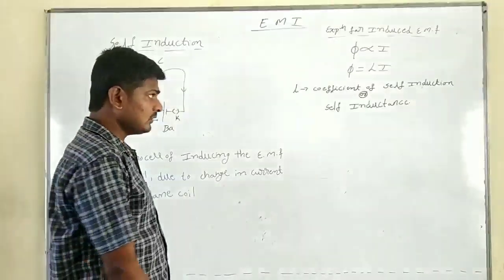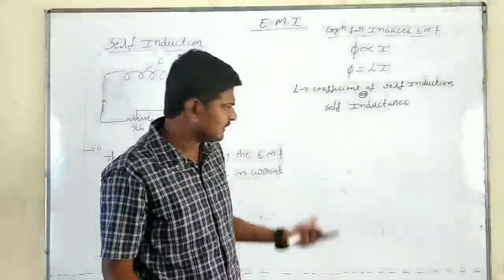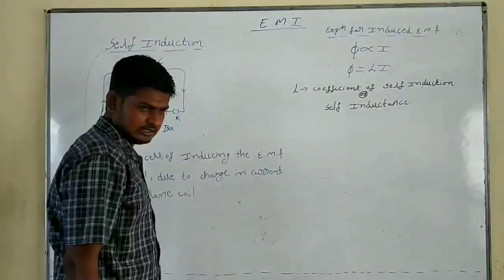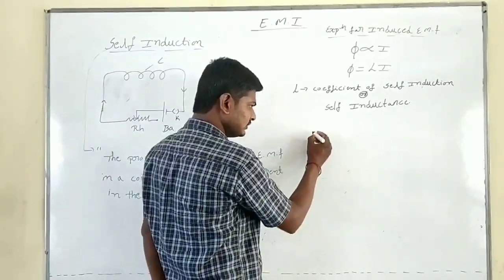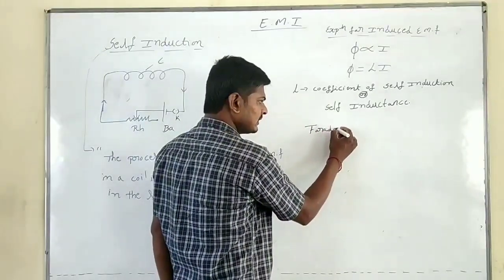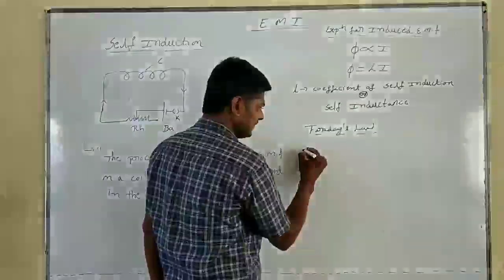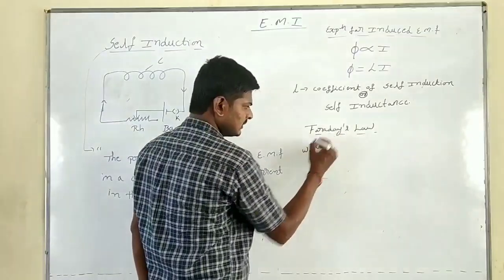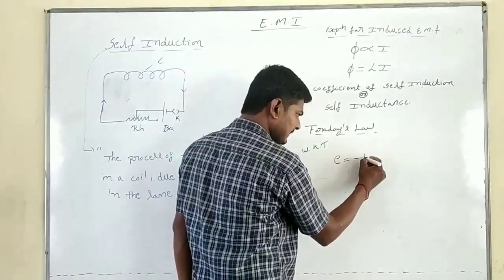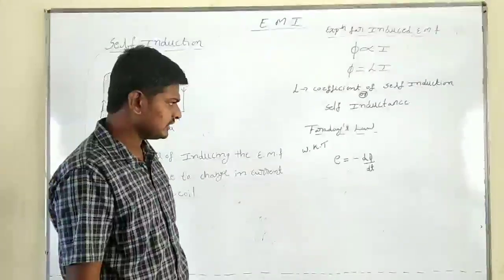Now I have to write the expression for induced EMF. My main aim is to write the expression for induced EMF in a coil. Now here I have to write the expression for self-induced EMF. Means I am going to take what? Faraday's law. From Faraday's law, we know that induced EMF E is equal to minus dφ by dt.